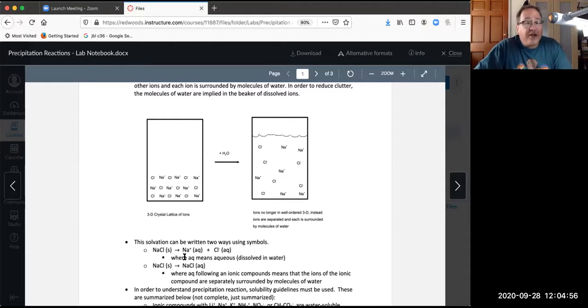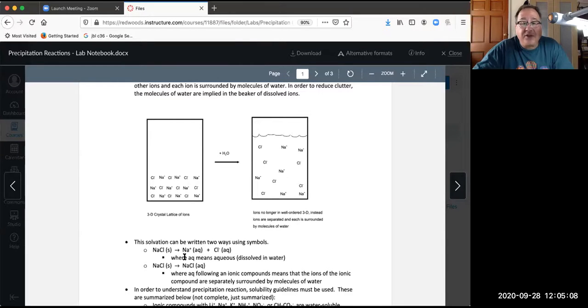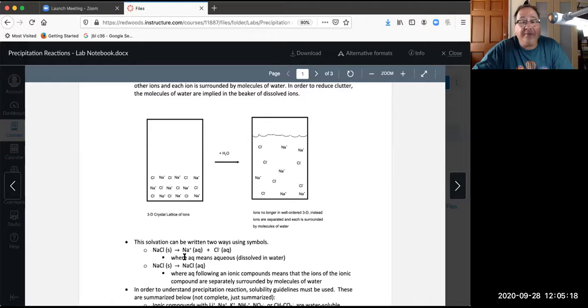Now, if you take a look at what I've drawn above, do you see how the left is supposed to look like a crystal lattice of sodium chloride? I see that. Okay, and on the right, do you see the little squiggly line at the top? That's supposed to be water. Yep. So what has happened to the ions? Are they well ordered and stacked anymore? No, they're not. So they're surrounded by water, right? Yeah.